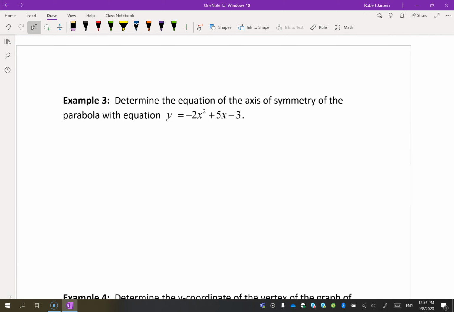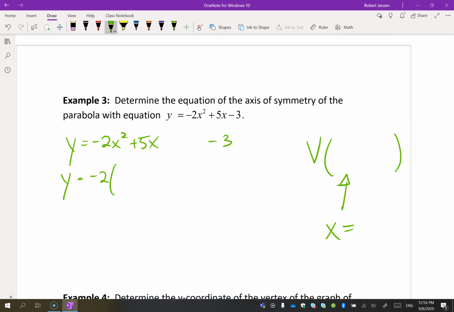This one says determine the equation of the axis of symmetry of the parabola. Well, really we need the vertex. We still need to get the vertex so we can figure out the axis of symmetry is going to be x equals whatever that vertex is. So let's complete this square. This one's going to be much more difficult. So we're going to factor out a negative 2. If I divide 5 by negative 2, I get negative 5 over 2. Now this is a little bit more tricky as well.